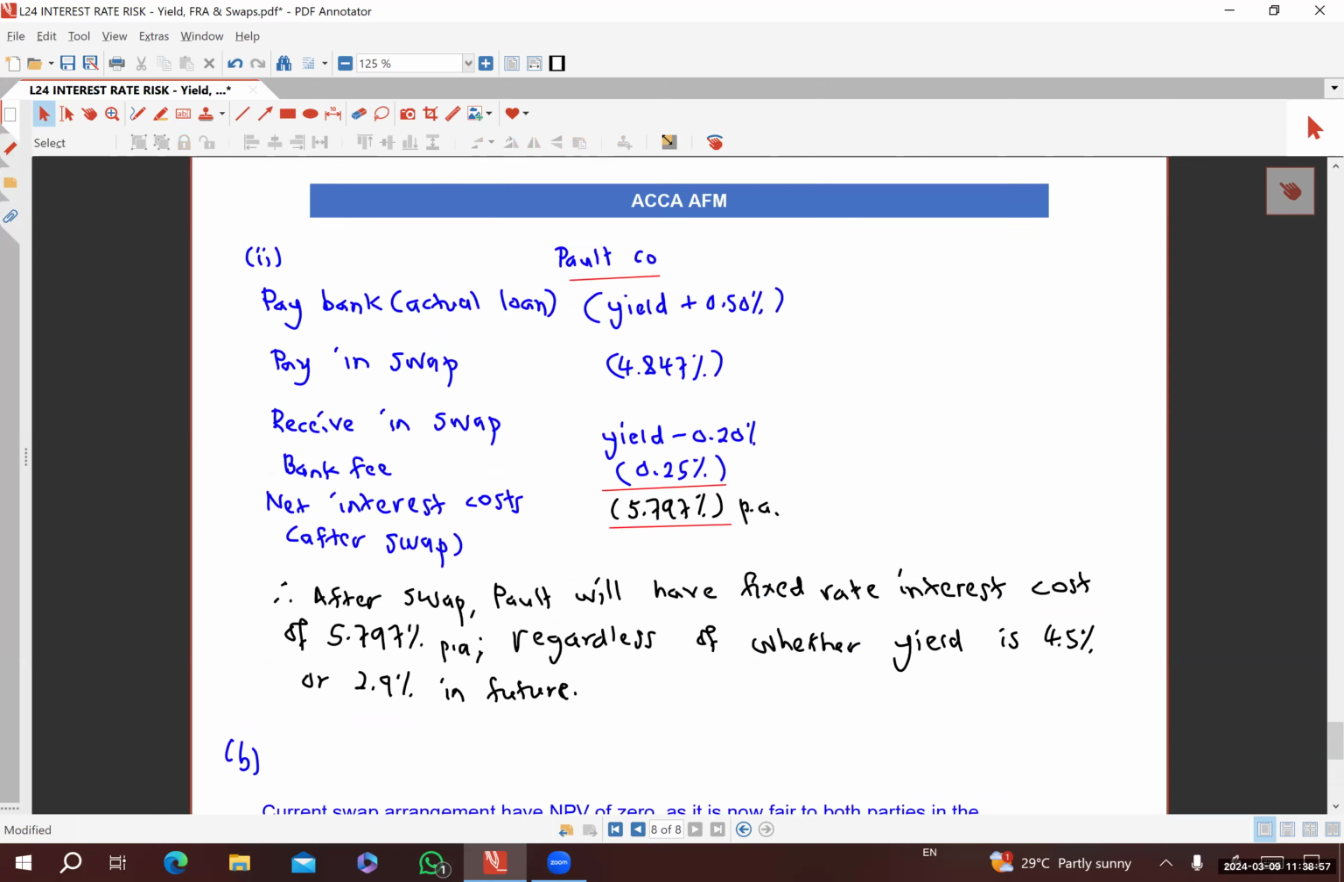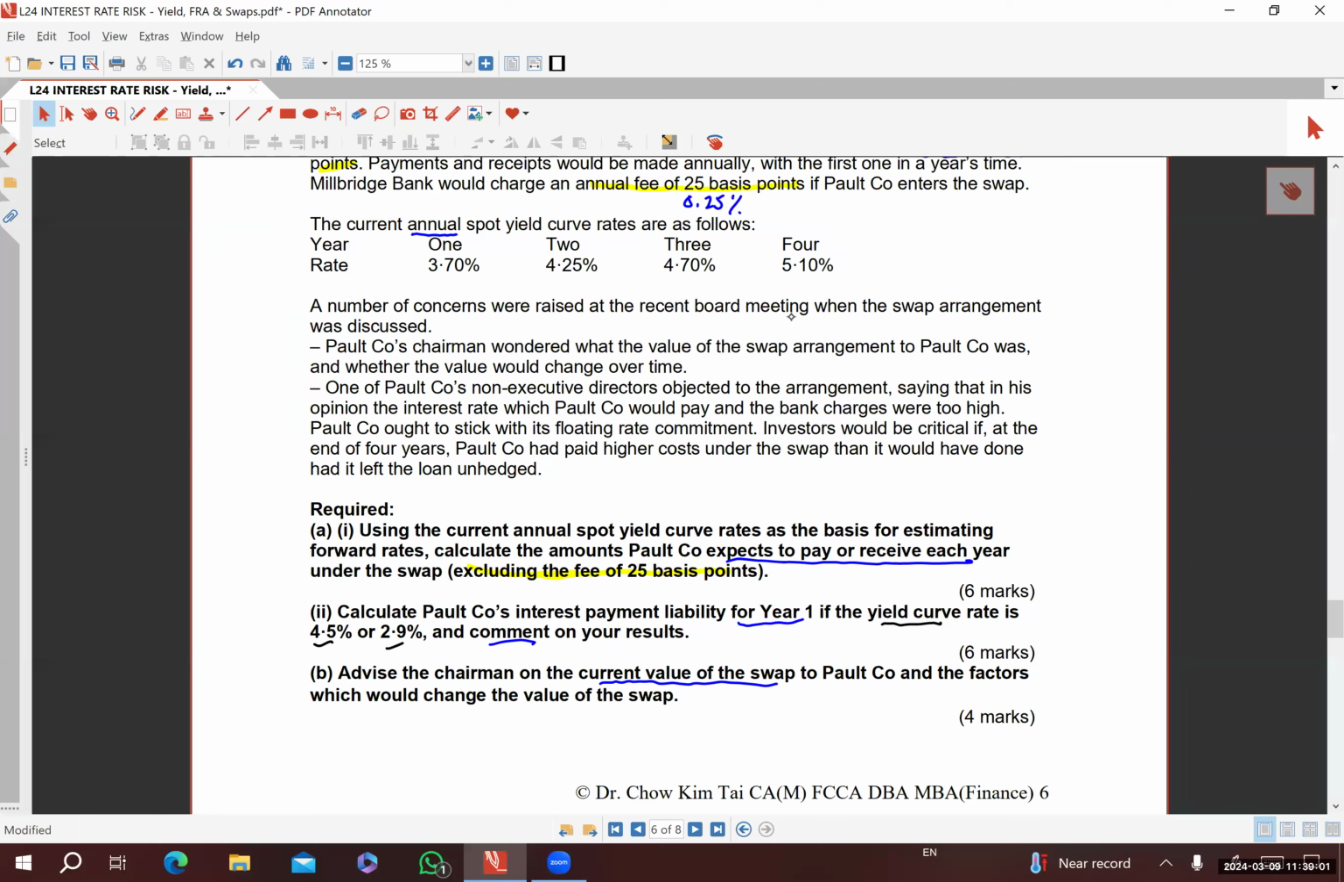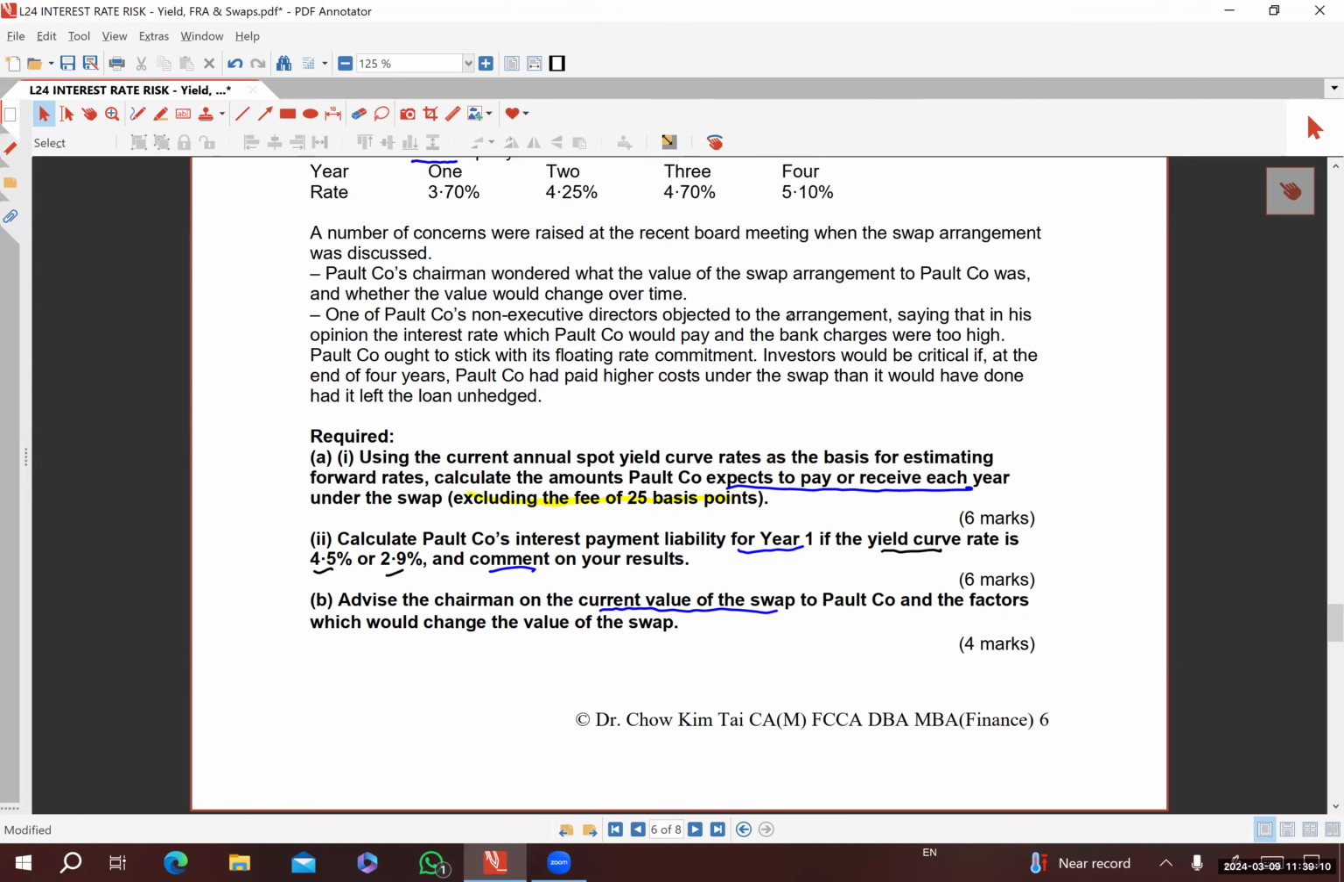So that is the question. Advise the chairman on the current value of the swap: 0. And the factor that would change it: the future interest rate. Done. So that completes the syllabus for AFM. In the tutorial class, we will do more exam questions on interest rate. And then the next stage will be the revision videos to prepare you for the exam. Bye-bye.